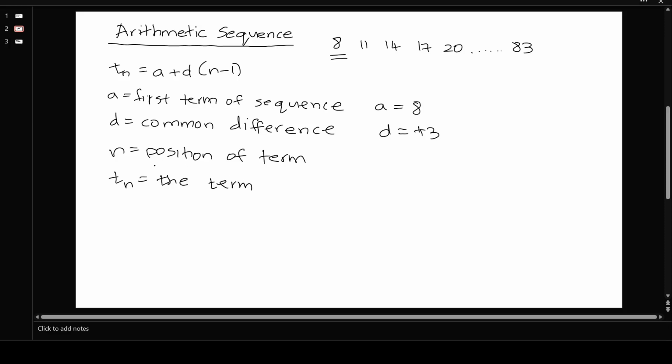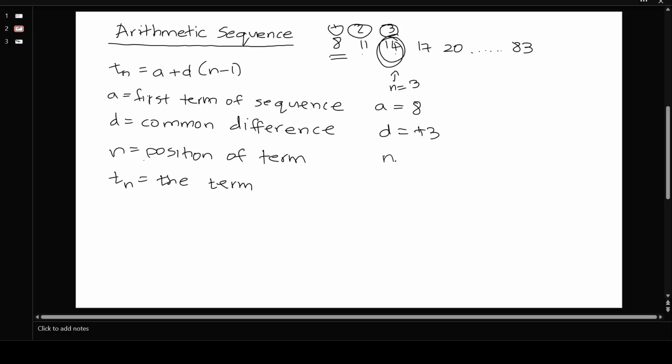So just to clarify the difference between n, the position, and Tn, the actual term, if we use this number 14 as an example, the term, the actual number that you see written, is 14. So the term, the T, is 14. And the position of this term, n, since 14 is the first, second, third, it is the third term in this sequence. So n would be 3 for that number 14.